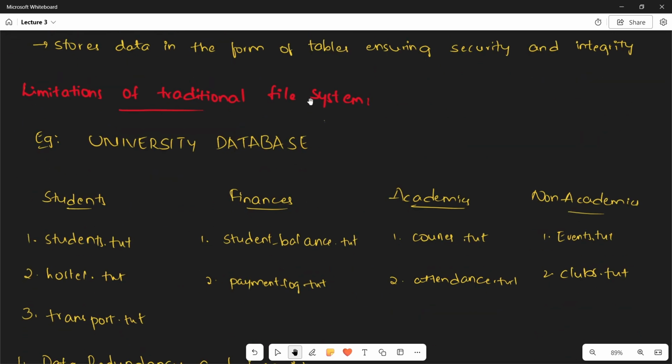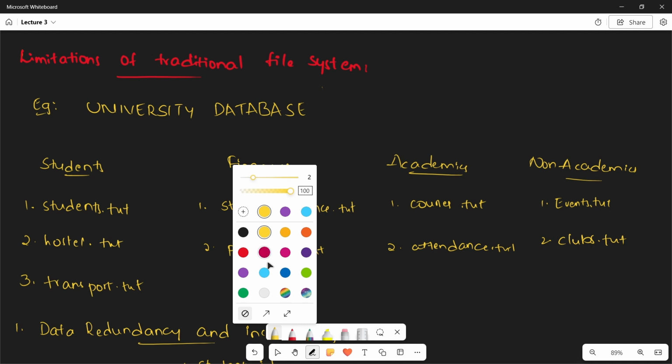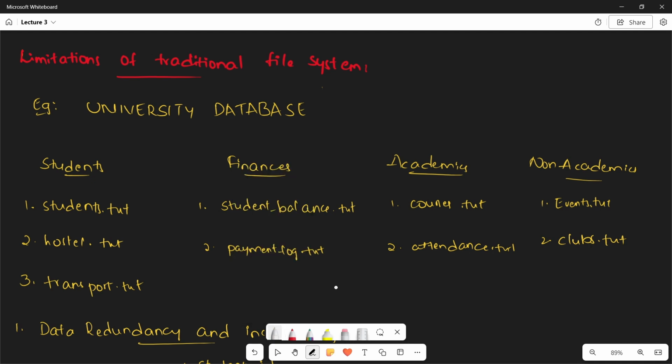Alright. So let's understand the limitations of the traditional file system using an example. Let's consider a university which stores its data in the form of files and folders. Let the folders be students, finances, academics, non-academics. In those folders, we have files like students.txt, hostel.txt, transport.txt, along with studentbalance.txt and payment logs in finances, courses.txt, attendance.txt, events.txt, and clubs.txt. We have a lot of files, but now let's understand with these examples.